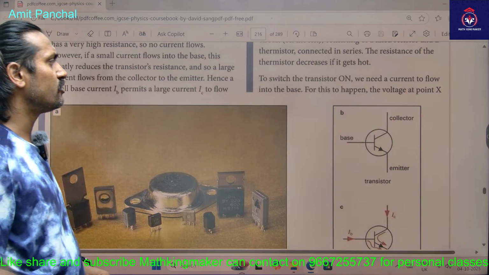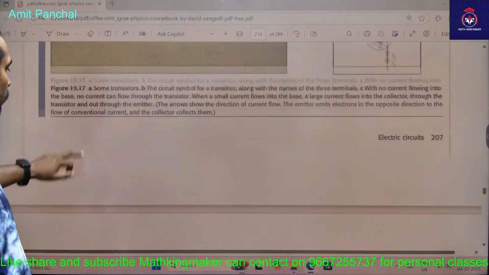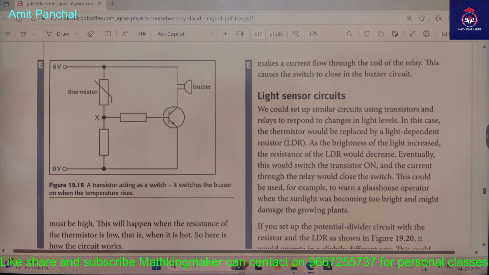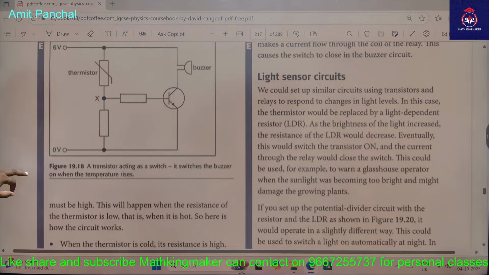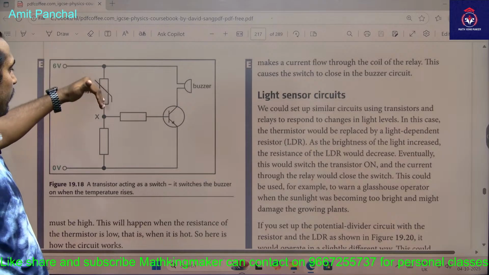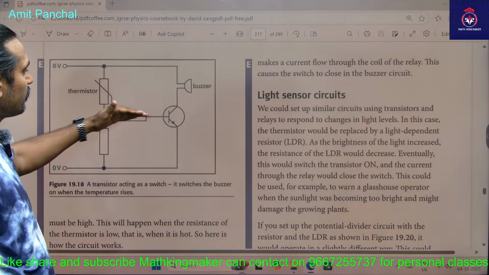So to switch the transistor, we need a current to flow into the base. For that to happen, the voltage at point X must rise. Let us say this circuit: this is the thermistor, and a 6-volt battery is connected here. As the temperature rises, the thermistor will work. If this works, then what happens? Then current will flow into the base.